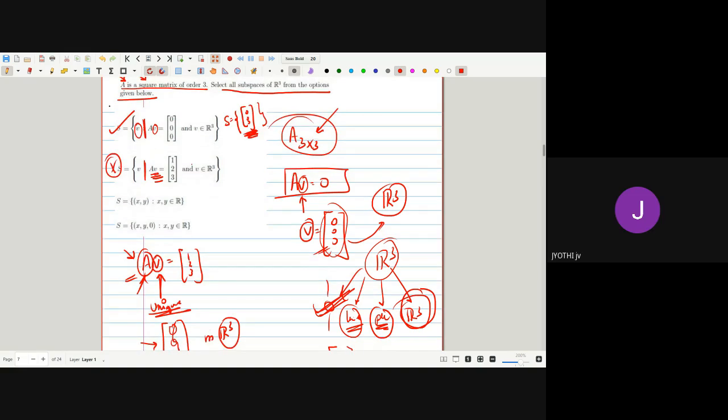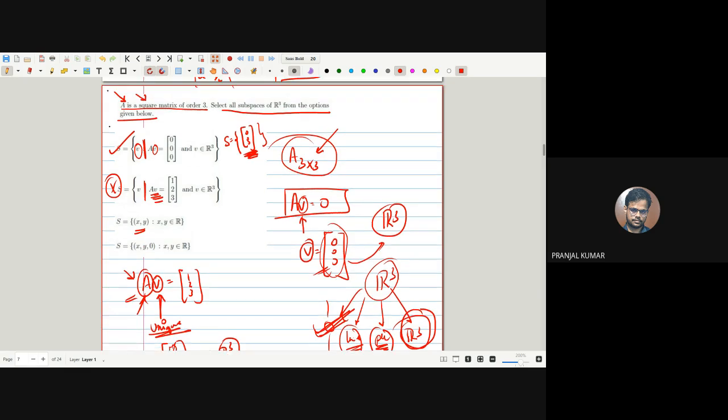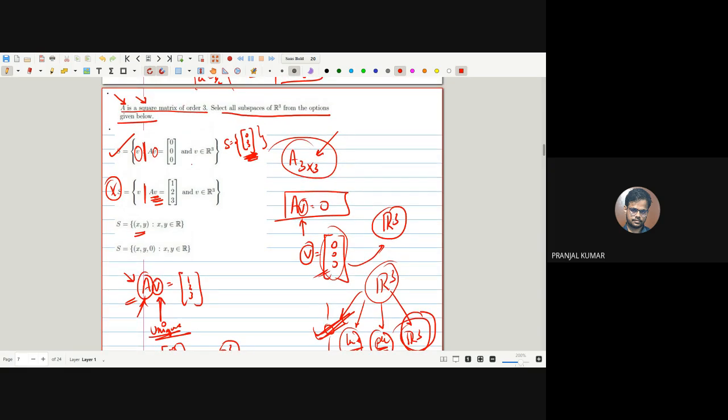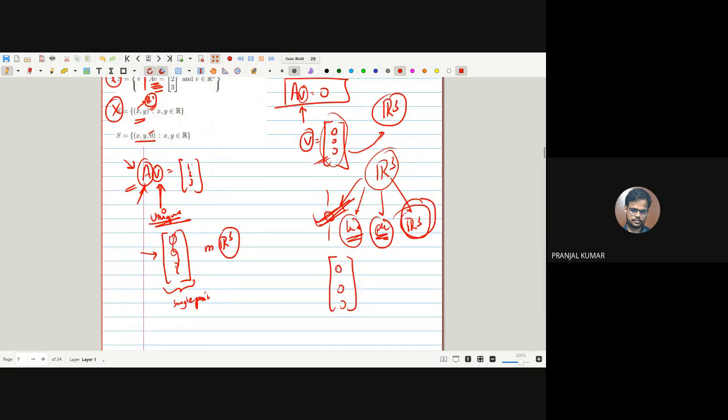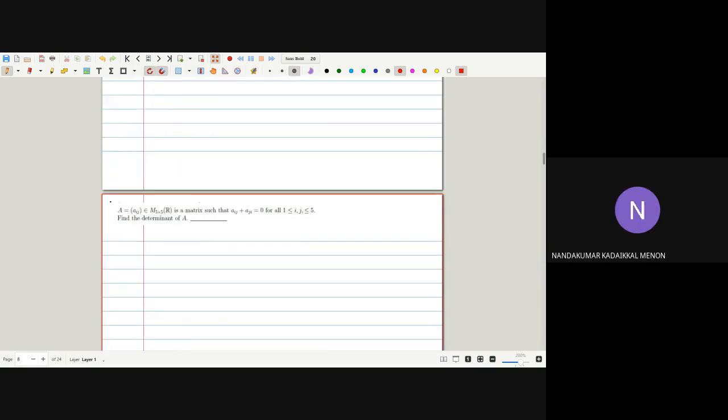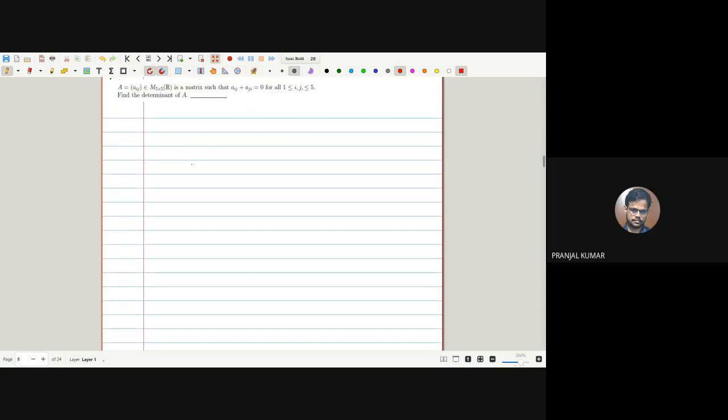What about this? Obviously, this is a point in R2. How can this be a subspace of R3? So this is wrong. Clear? What about this? This is actually nothing but your xy plane: x comma y comma 0. That coordinate is always 0, and x and y can be any real number. So this is the xy plane in R3. So this is a subspace. Clear?